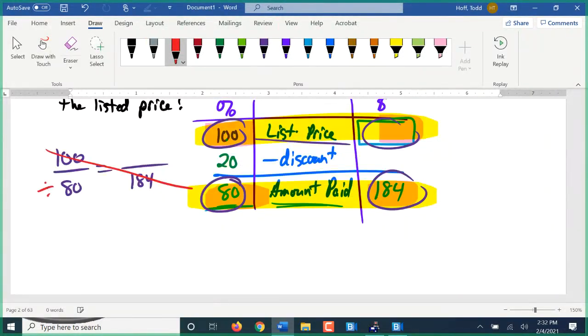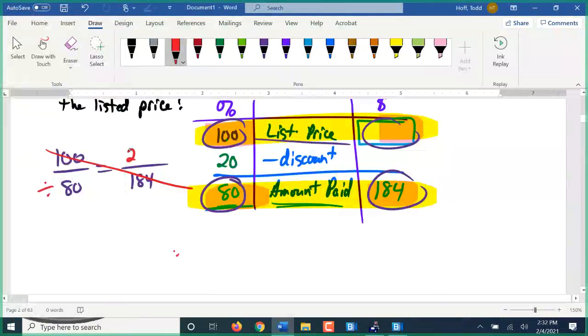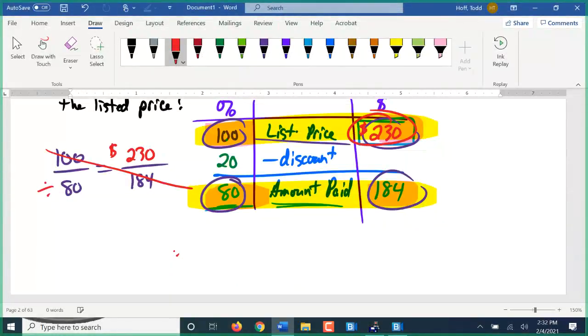100 times 184 divided by 80 gives us, oops, what did I miss there? I missed that. It's 230 is what that should be. $230. So that list price before discount was $230.